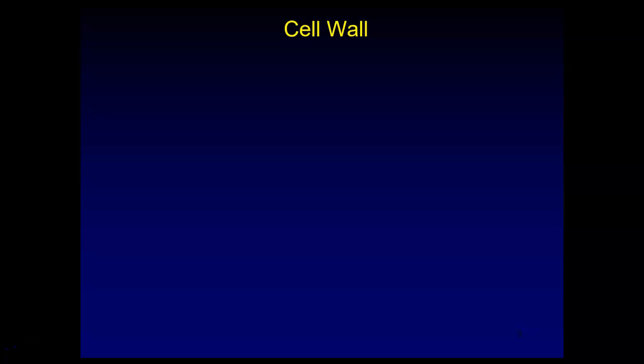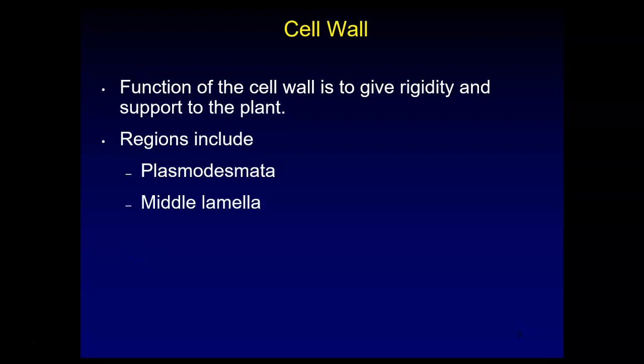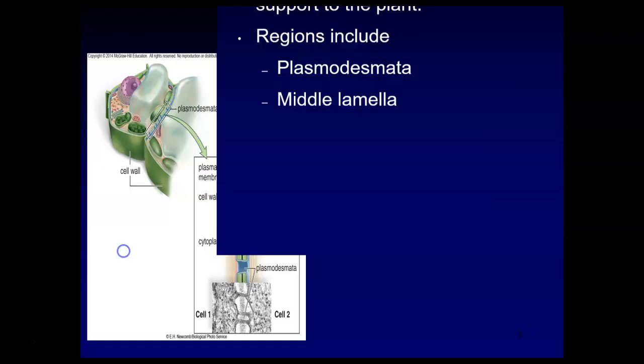Okay, let's talk about the cell wall. The cell wall we know is rigid. It functions to help support the plant. So in other words, it's responsible for bringing about the stiffness that you see in plant cell walls. There are a couple of regions that we need to talk about: the plasmodesmata and the middle lamella. The plasmodesmata, those are the channels that occur between plant cells. The middle lamella is the area that is going to help hold the adjacent cells together.